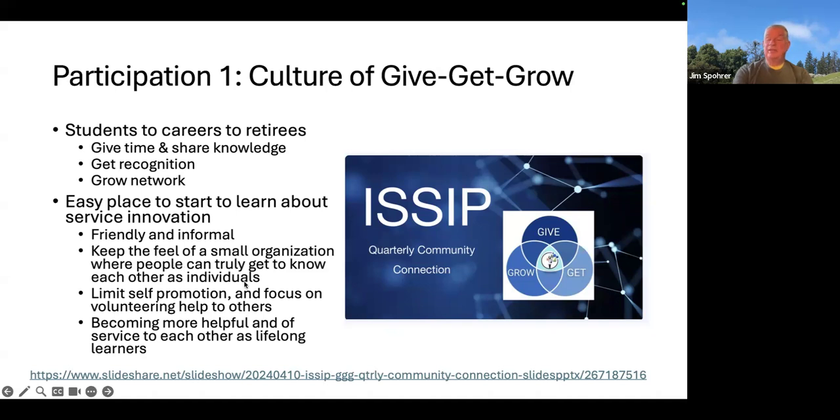We like to keep the feel of a small organization where people can truly get to know each other as individuals. We do ask people to limit self-promotion and focus on volunteering to help others. Some self-promotion is fine, but we don't want every post to our ISSIP LinkedIn group to be somebody pushing their book or something. Now, becoming more helpful and of service to others as lifelong learners is really key. And again, this culture of give, get, grow.